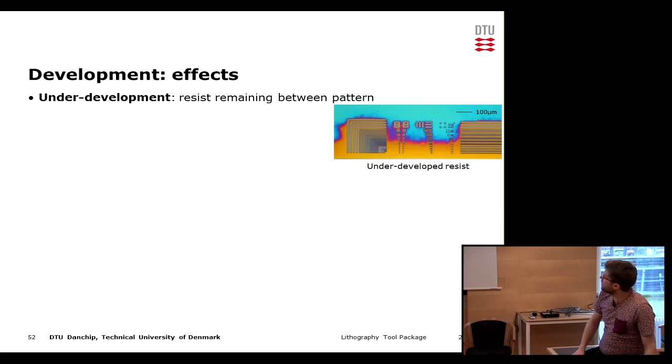Okay, some effects that we can observe after the development. A typical one is under development. So we didn't have enough time in the development to actually remove everything. So there is a thin film of polymer left between all the structures that we wanted. And that will typically show up as some kind of coloring of the substrate between the structures. So this is a thin film of resist which creates an optical effect of coloring the substrate.